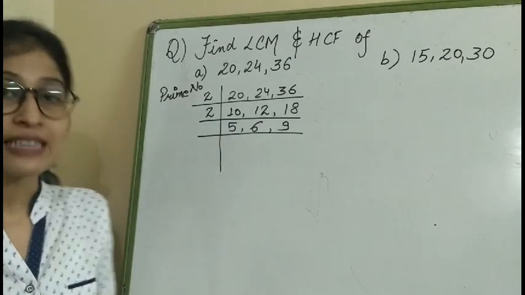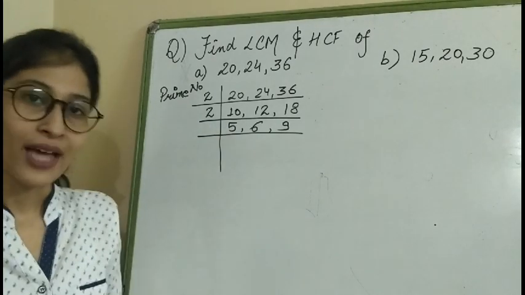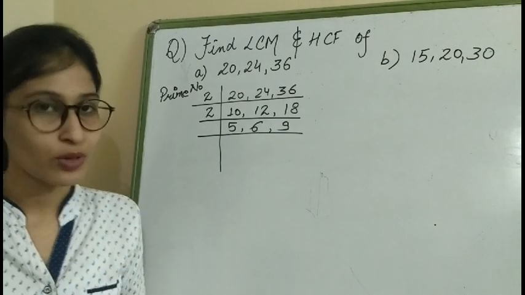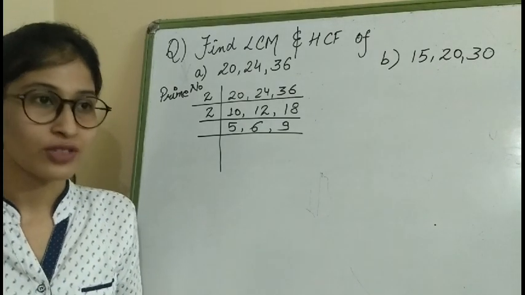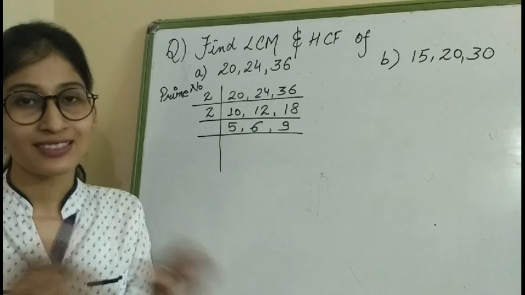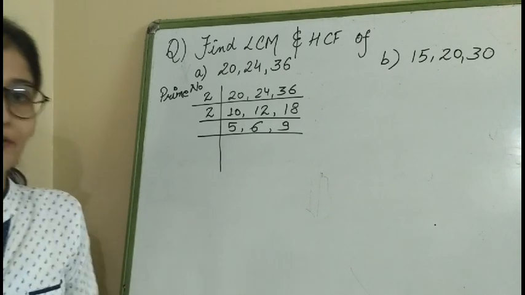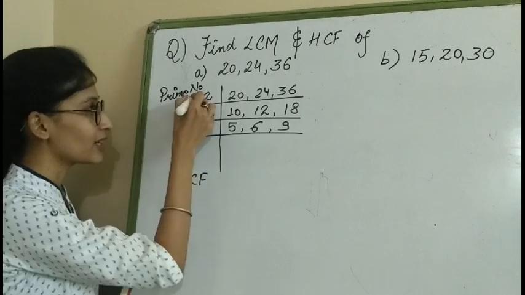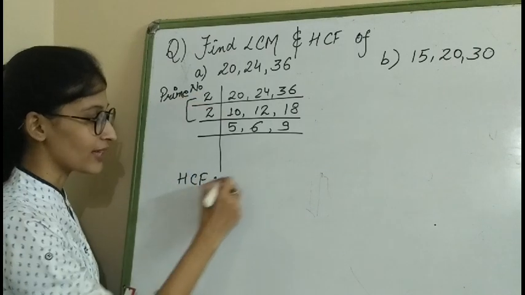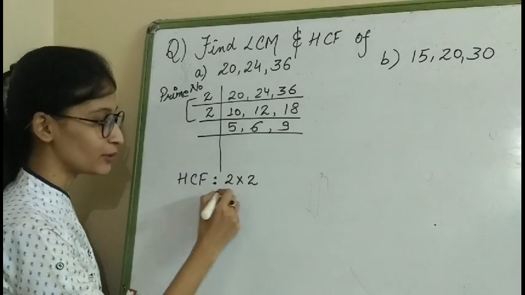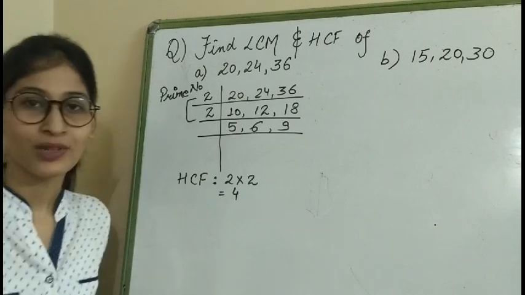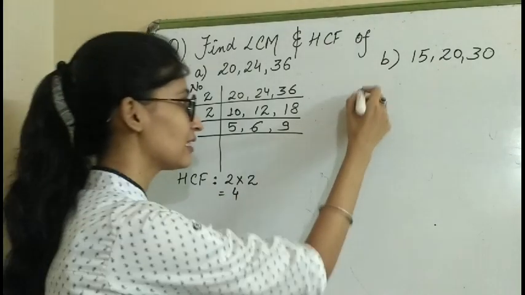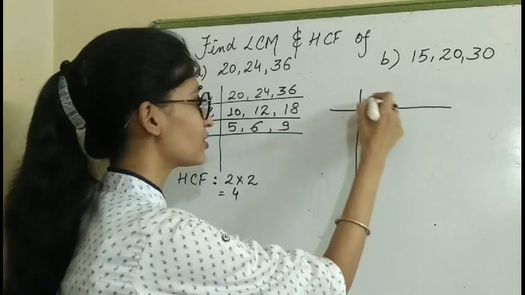Now observe, is there any possible number by which we can divide 5, 6 and 9? There is no such number by which 5, 6 and 9, all the three, can be divided together. So we have to stop here, and my HCF will be the product of these two. So HCF will be 2 multiplied by 2, that is 4. Next, when we have to calculate LCM, again write these numbers.